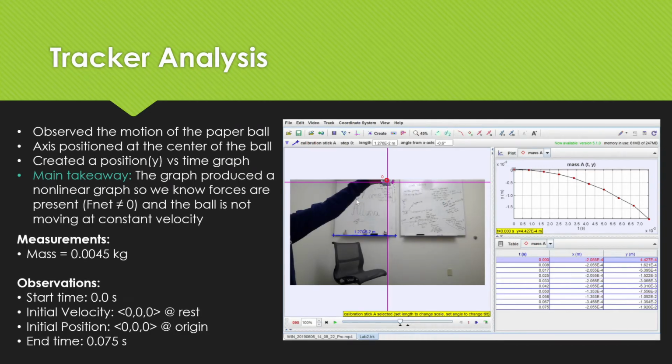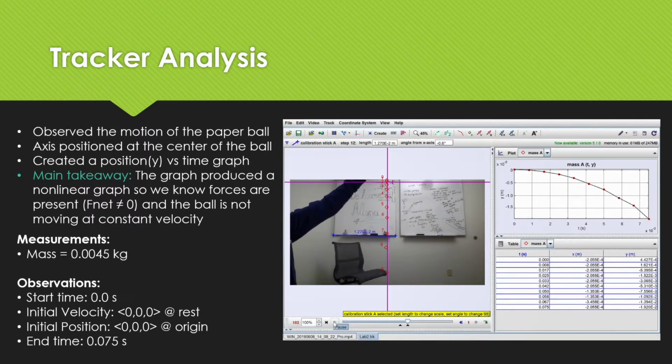For Tracker analysis, we observed the motion of a paper ball, and I positioned the axis at the center of the ball, and this ultimately created a position versus time graph. As you can see in this video, I dropped the ball, and it corresponds to the graph that you see on the far right. The main takeaway from this is that the graph produced a nonlinear line, so we know forces are present. The net force does not equal zero, and the ball is not moving at a constant velocity.